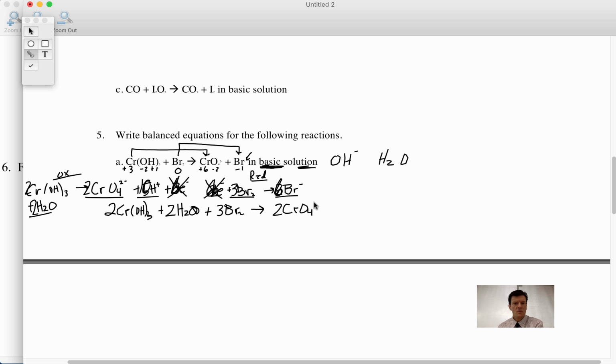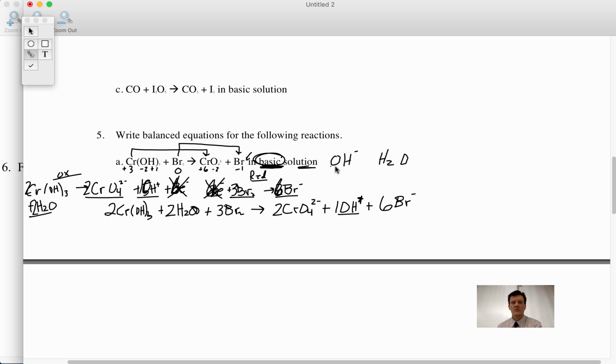Now, I told you there's going to be one little thing that's different here because we have this reaction occurring in a basic solution. The basic solution has hydroxides available to us, but we have assumed that this is happening in an acidic solution. So we have to make a little correction. Notice we have H pluses here, but if it says basic solution, we can't have H pluses in our reaction. But we assume it's acidic, and now we're going to correct it.